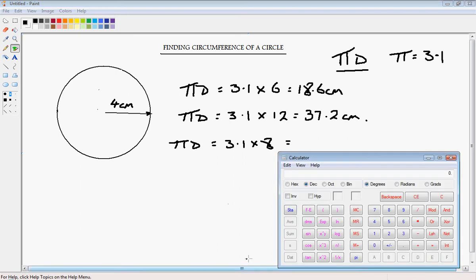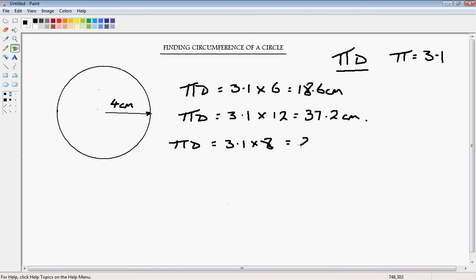Okay, so we now go back to our calculator, and we have 3.1 multiplied by 8 gives us 24.8 centimeters. Okay, so just one more for luck. So let's change this. So let's say that this is 11 centimeters, and again they want to find the circumference.